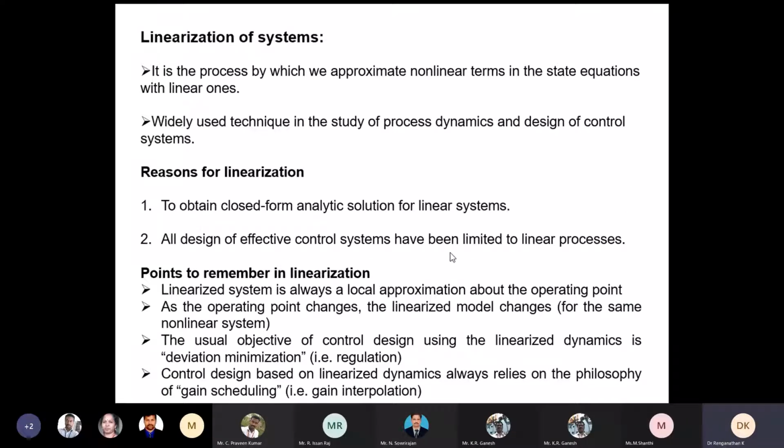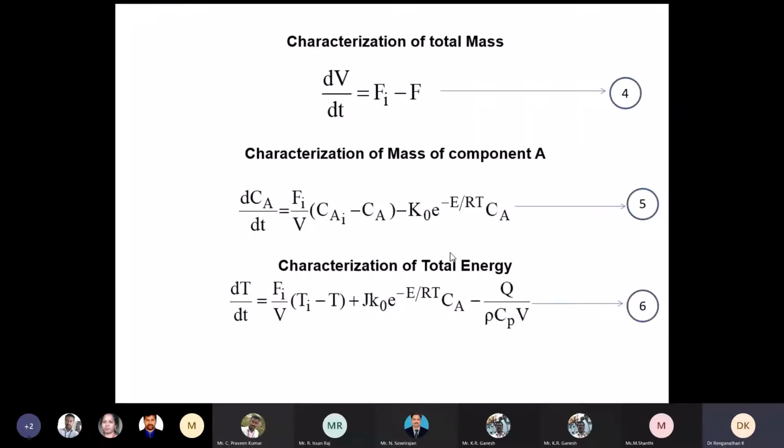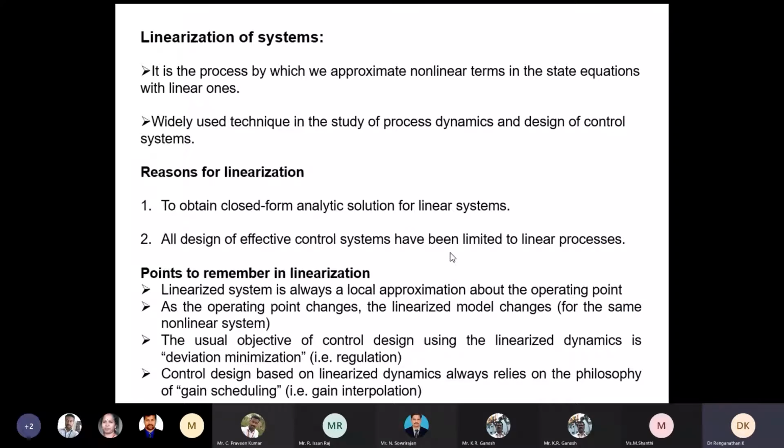Once we obtain this, we have to go for the linearization, because we know the terms are nonlinear in nature. When it is nonlinear, it is difficult for us to identify an appropriate controller for that particular system. So the easier way is to go for a linearized system to obtain an effective solution for the system which you are considering. Linearization is nothing but some kind of approximation. That's the main thing which you have to understand.